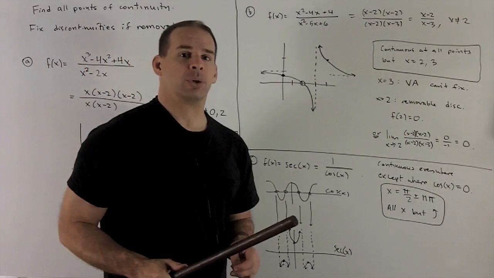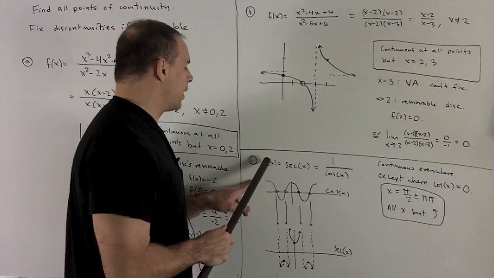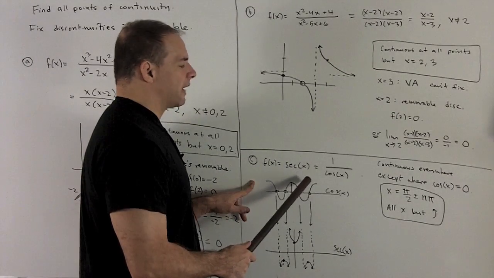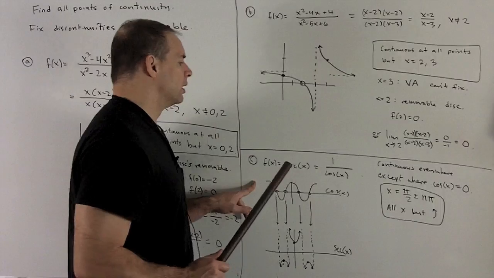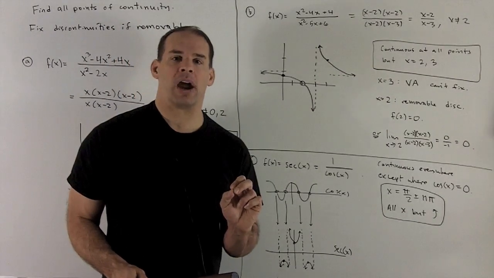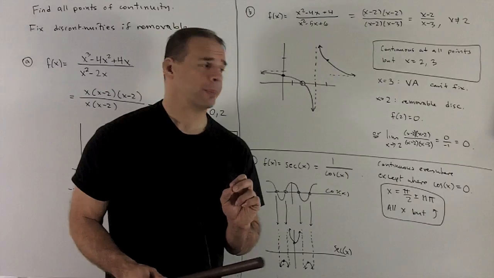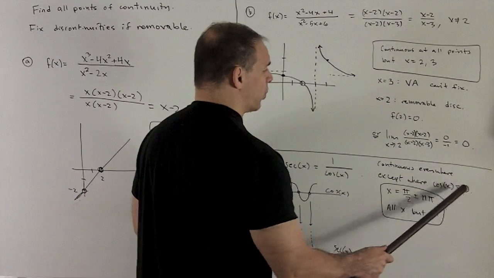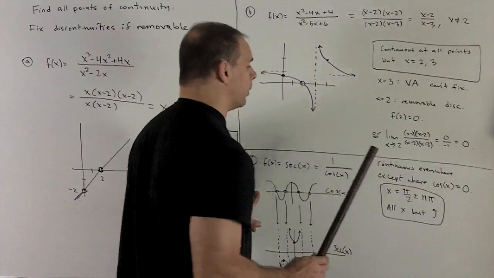To finish up, let's do a trig function. Let's do f of x equal to secant of x. Secant of x is defined as 1 over cosine. So the rule for trig functions says it's going to be continuous everywhere except where you're dividing by 0. So I just need to find points where my cosine is equal to 0.